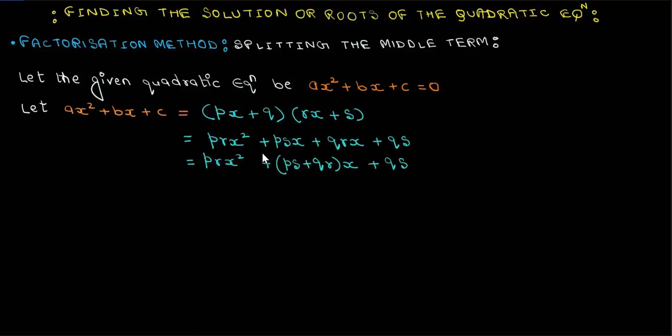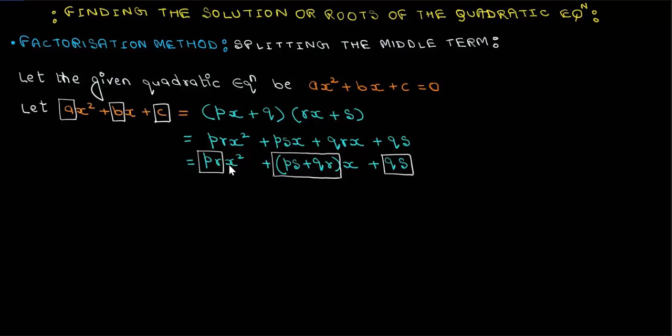So we will get prx square plus psx plus qrx plus qs, equal to prx square plus (ps plus qr) x plus qs, where ps plus qr is common to x. So we can say that this polynomial is equal to this polynomial, so we can compare the coefficients. For example, the coefficient of x square is a.